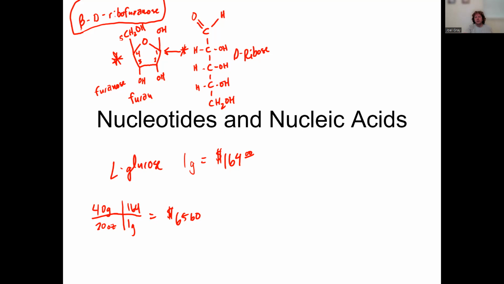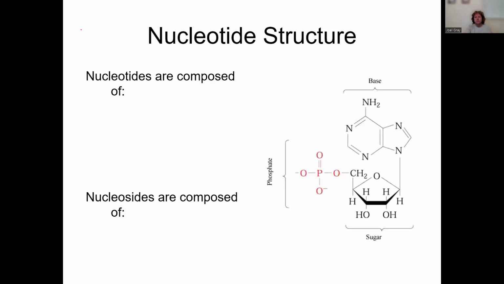So that's what we're going to be talking about here. We're going to be discussing and delving into nucleotides and nucleic acids. The basic nucleotide structure is shown over here on the right. It has 3 components: a phosphate, a base, and a sugar.